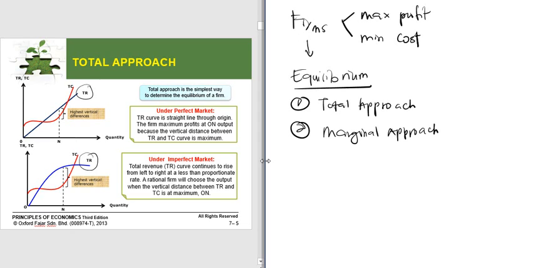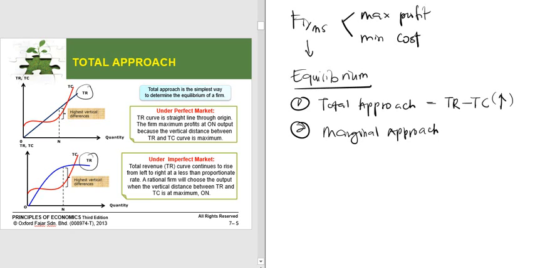So using the total approach, how do the firms decide on whether they are at equilibrium or not? Using the total approach to decide on the equilibrium level, the difference between total revenue and total cost is the biggest. Meaning the higher the gap between total revenue and total cost, the higher the profit that they will get.